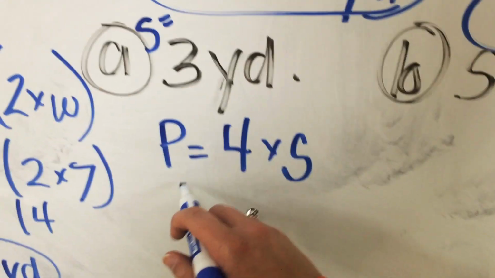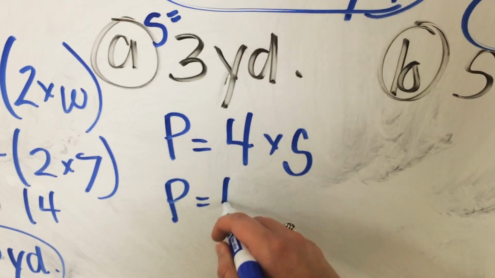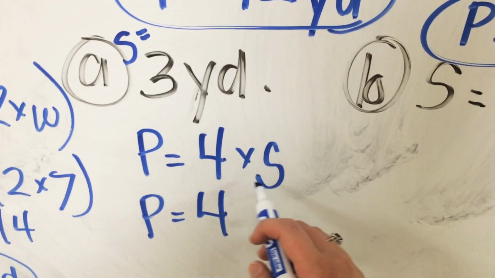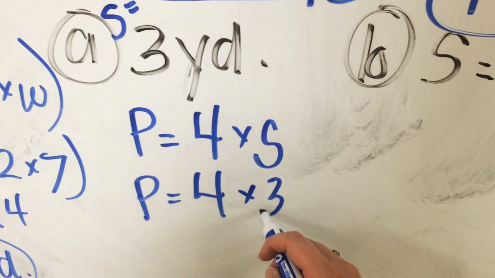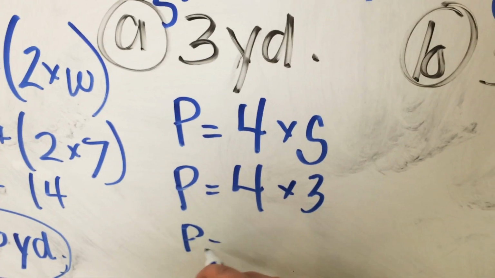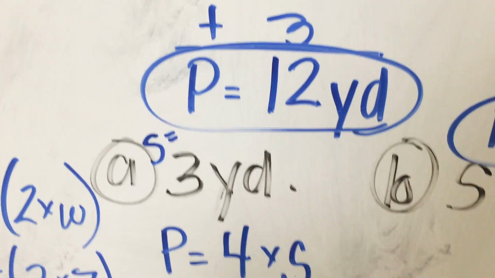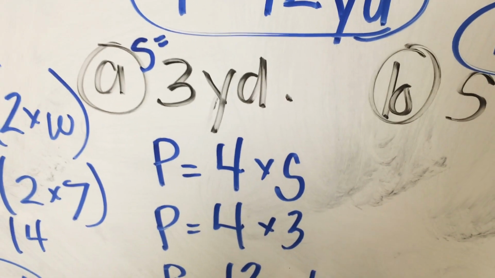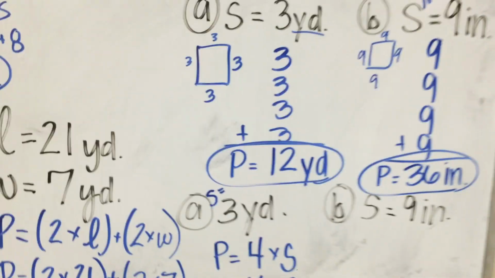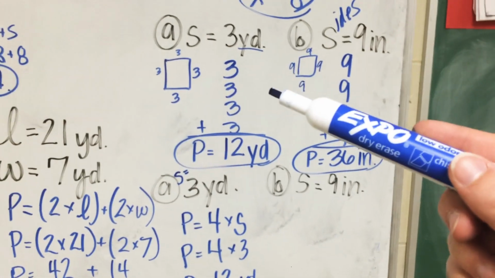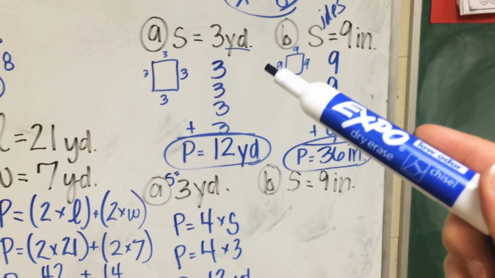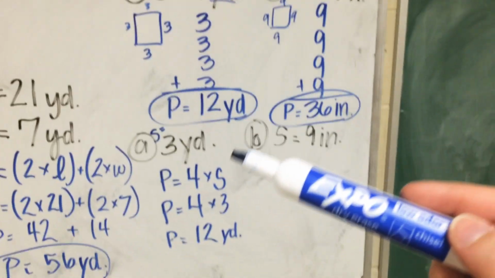All right? So P equals 4 times what? Our side equals what? 3. 4 times 3. P equals 4 times 3 is 12. 12 what? 12 yards. So this is actually just the same measurement as what we did in number 1, but showing you the difference between adding and multiplying.